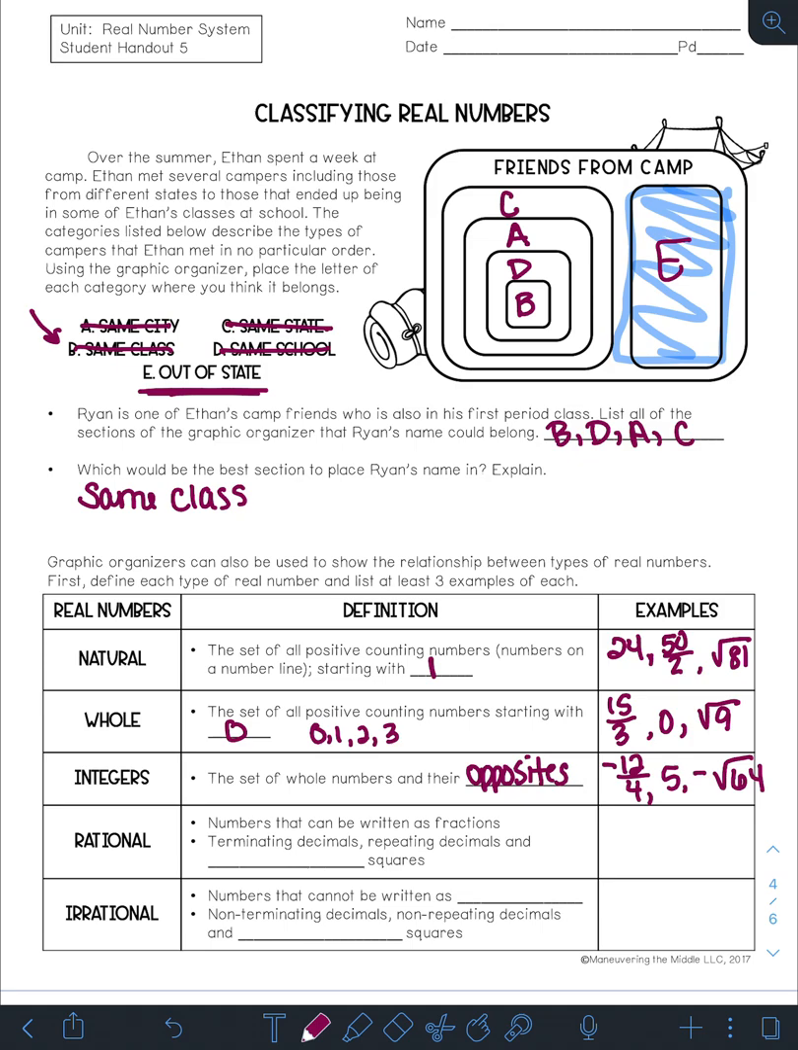And then you continued on in school, and they taught you about rational numbers. They're numbers that can be written as fractions, terminating decimals, repeating decimals, and perfect squares.